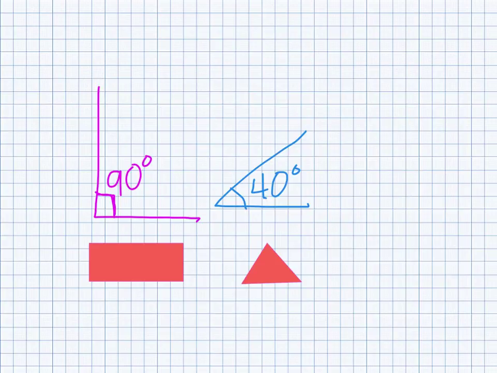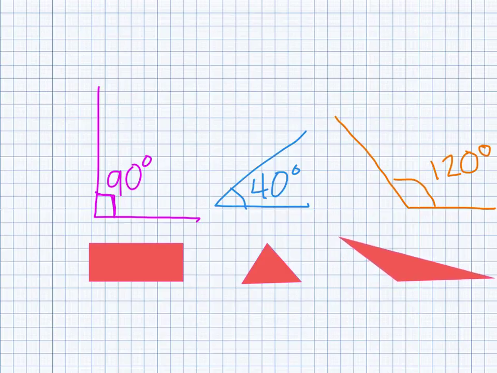And obtuse angles, which we just learned, are angles that are greater than 90 degrees and can look like that. Might be 120 degrees and can be seen in other types of triangles that look like this. So that is the difference between right, acute, and obtuse angles.